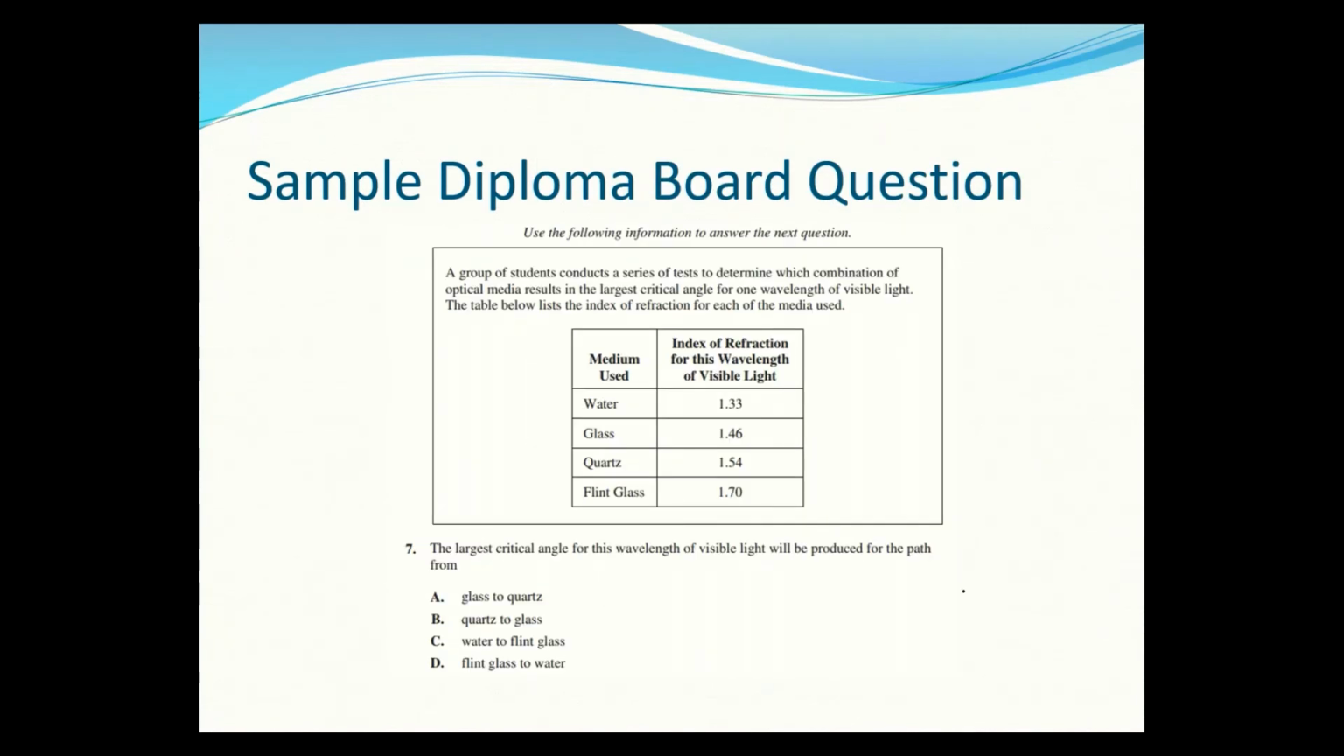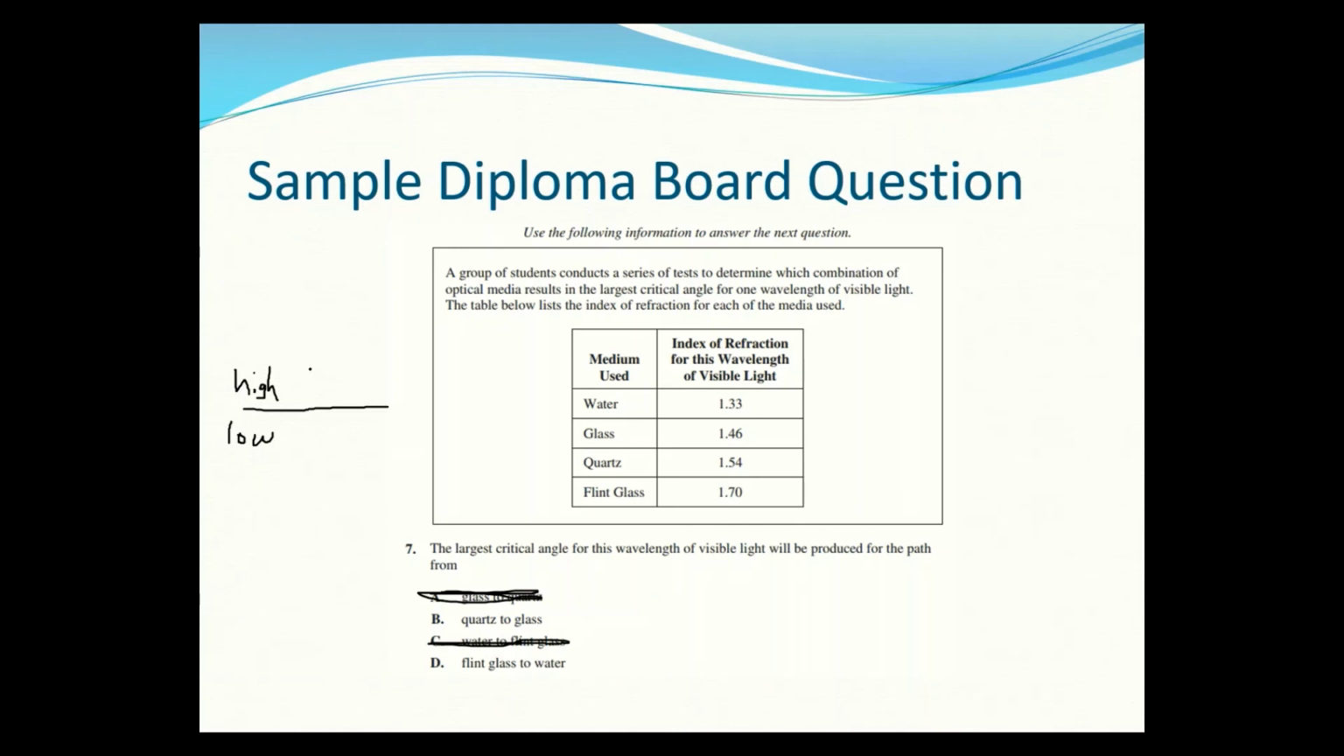Okay, and a group of students conducts a series of tests to show which combination of optical media results in the largest critical angle for one wavelength of visible light. So the largest critical angle. Remember, if we want a critical angle, we have to go from a high index of refraction to a low index of refraction. What that allows us to do is eliminate two of the answers. Glass to quartz is low to high, so A can't be the answer. Okay, and then water to flint glass is low to high.